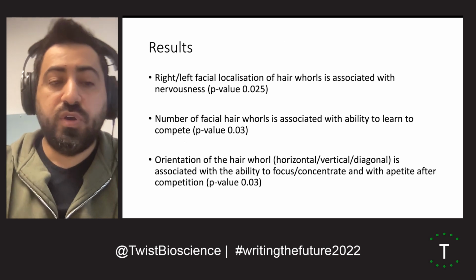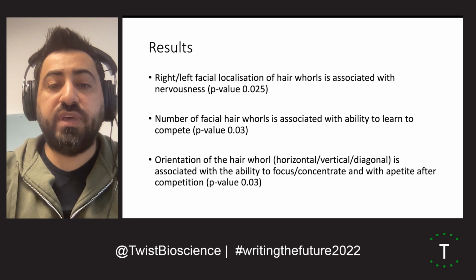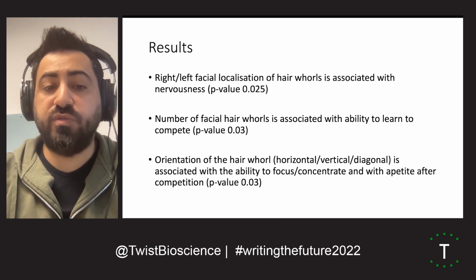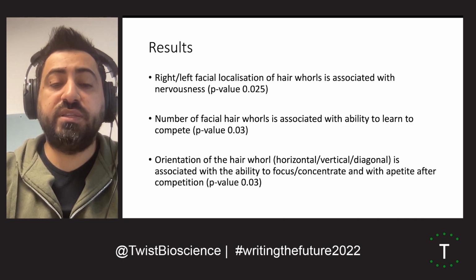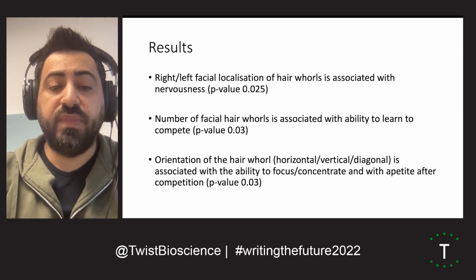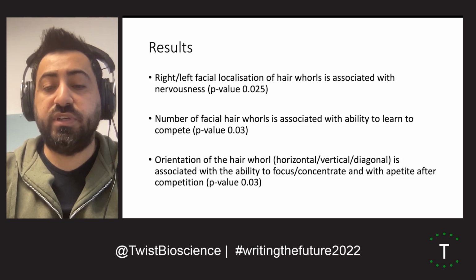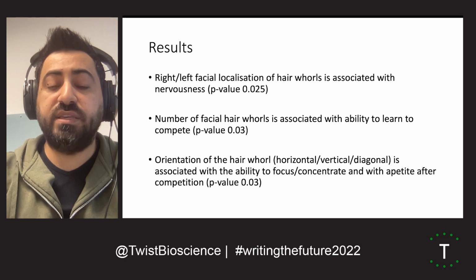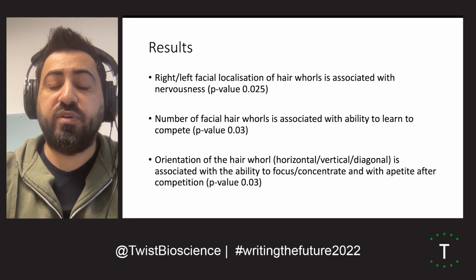As a result, we saw that the localization of the hair whorls on the face, if it's to the right or to the left, is statistically significantly associated with nervousness. The number of facial hair whorls is associated with their ability to learn how to compete, and the orientation of the hair whorl, if it's inclined or vertical or diagonal, then it is associated with their ability to focus and their appetite after competition.